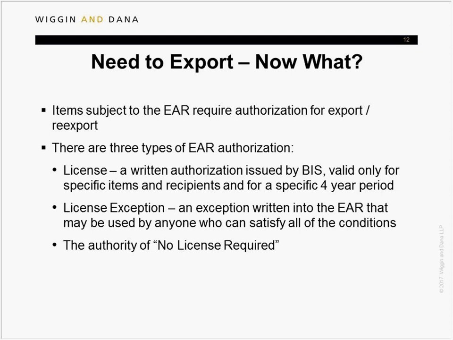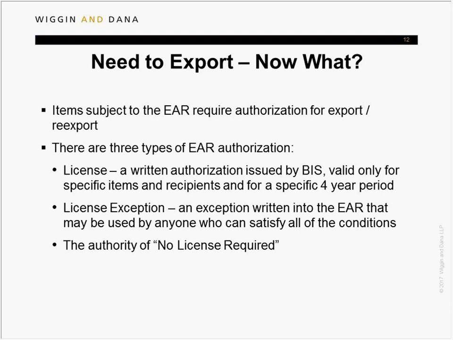There's a license exception, which would be basically a license that is available to everybody, and it's written into the regulations. You can use it as long as you can comply with all of its conditions. You don't have to ask BIS in advance, but you do have to satisfy the conditions, and you do have to make a record of using it.